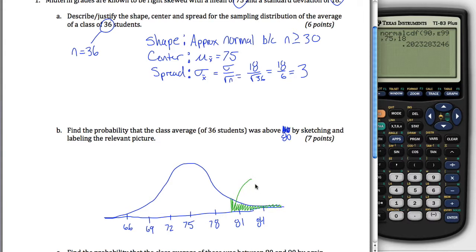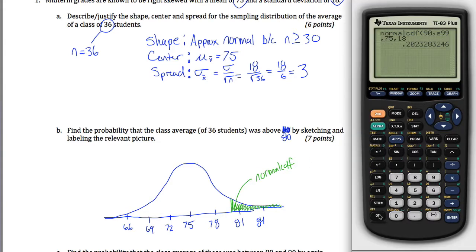And this probability right here, I can get out of my calculator. The way I will do it is by using the normal CDF function, which I'll show you how to use here in just a second.